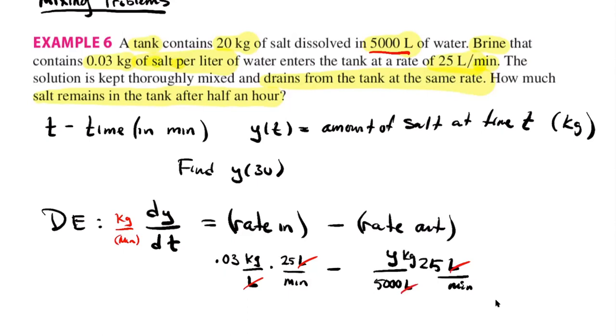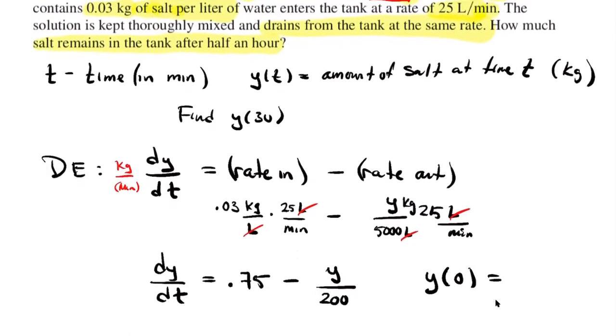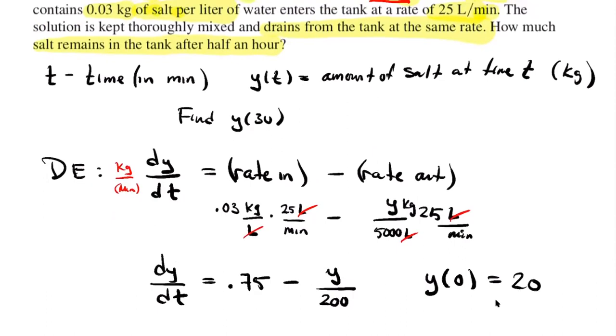So if I just clean this up and drop the units from the notation, our differential equation is that dy dt is equal to 0.03 times 25, which is 0.75, minus 25 over 5,000, which is 1 over 200, so that's y over 200. This would be in kilograms per minute. That's our differential equation. What's our initial condition? We were told that at the beginning, this tank has 20 kilograms of salt in it. Okay, so this is our initial value problem that we need to solve. We've got a differential equation and an initial condition.